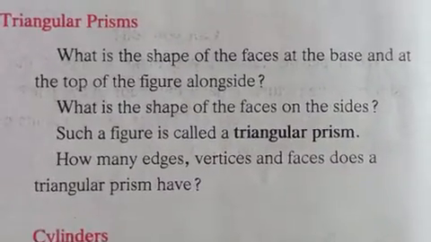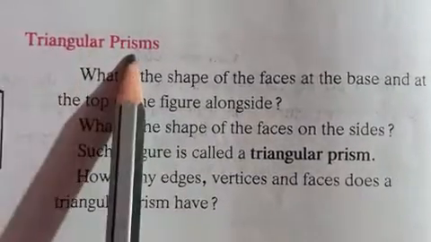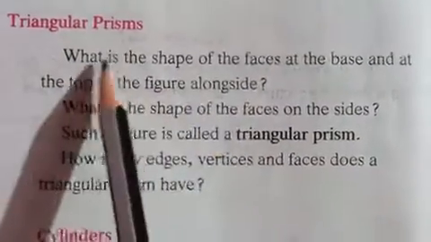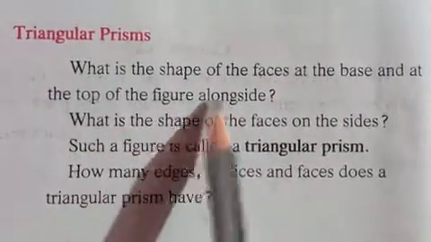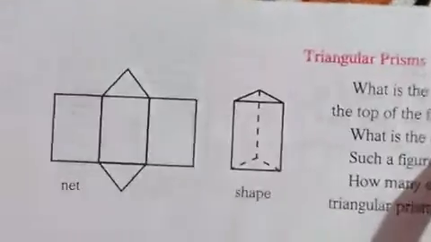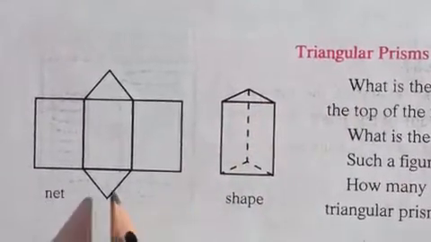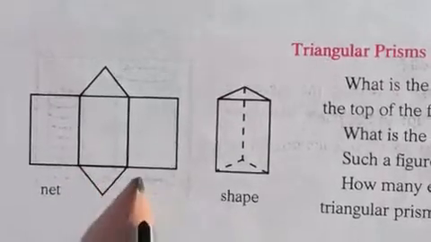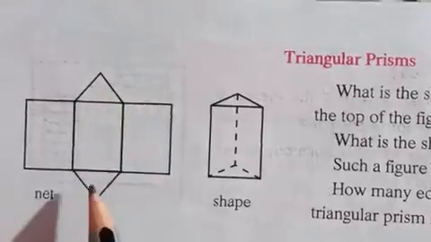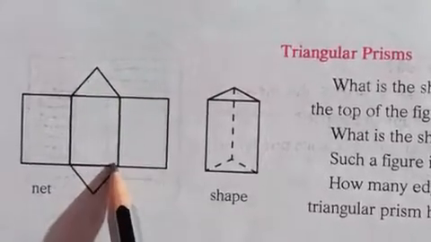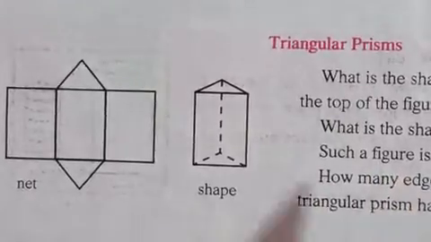Now students, you will turn to page number 94. In that you are going to see triangular prisms. What is the shape of the faces at the base and at the top of the figure alongside? This is the base, and at the top of the figure, top and base. A figure with such faces is called a triangular prism.